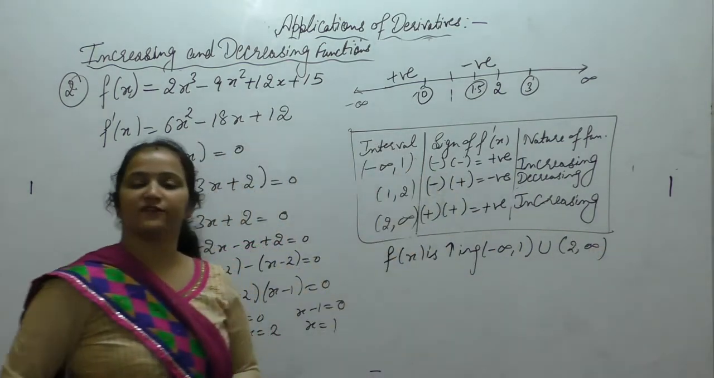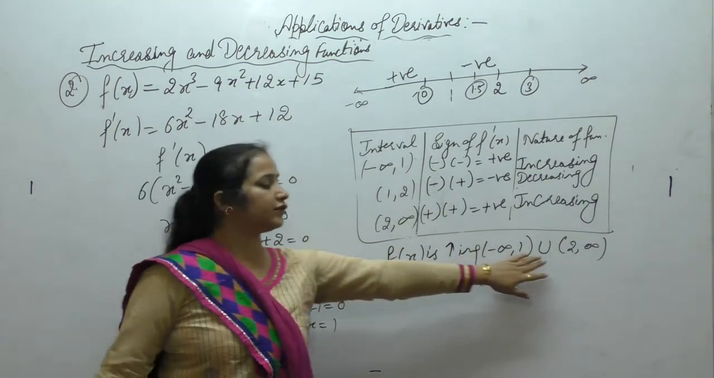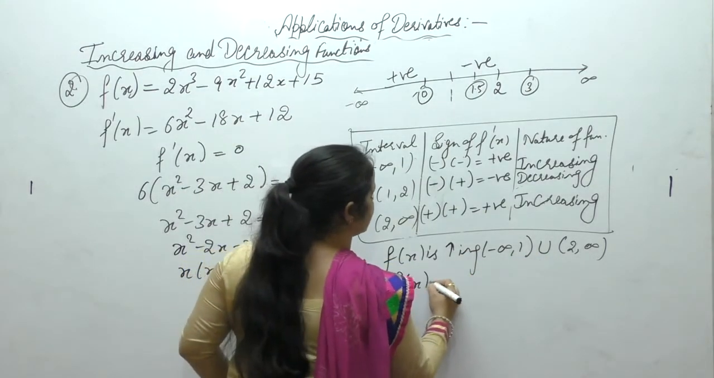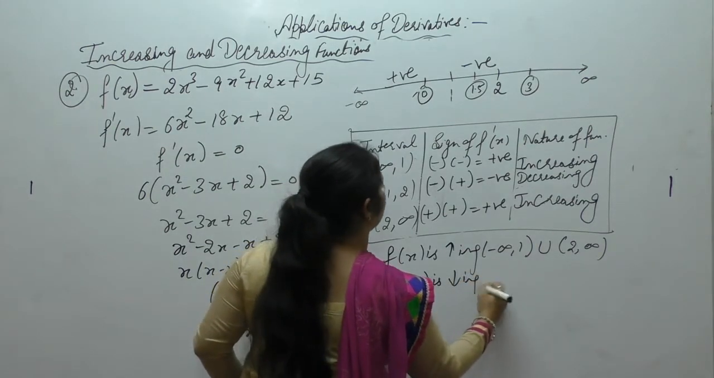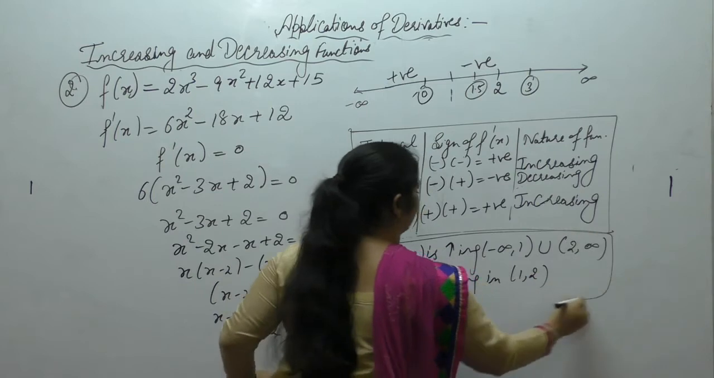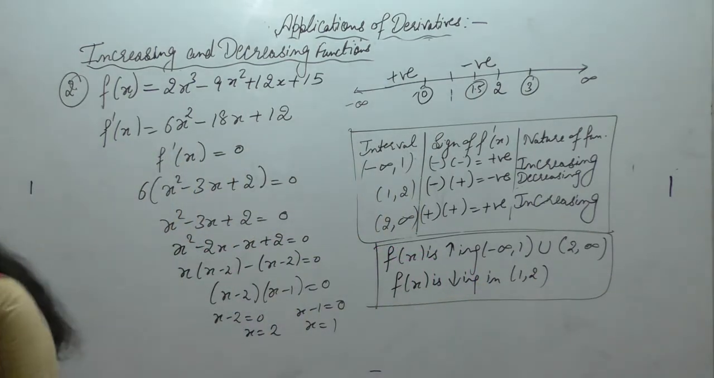In both intervals the function is increasing. Therefore, we have taken union sign here. And f of x is decreasing in 1 to 2. Is it clear? Note it down.